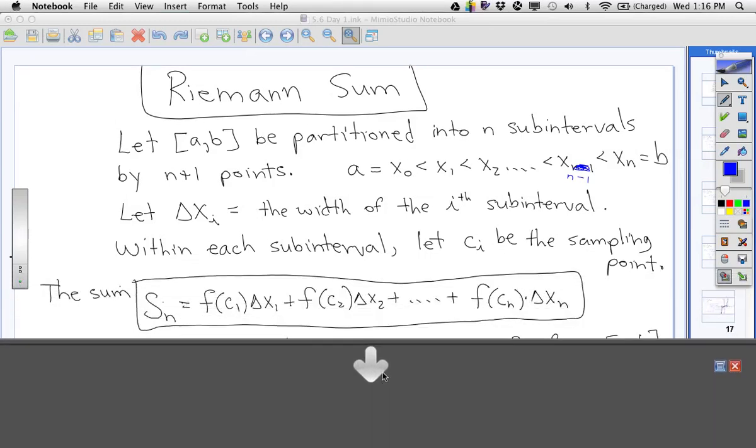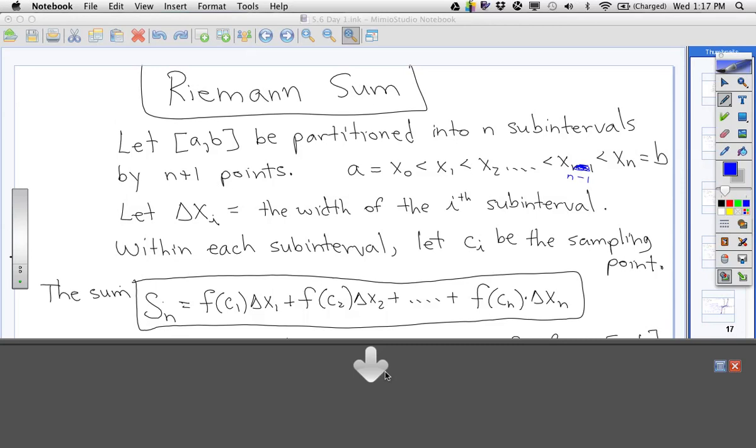Then this sum right here, so look what this is. This is what we were just talking about. I'll call this S for sum, sub n, meaning how many terms we have. f of c1 times delta x1. So look what that is. That's height times width, plus height times width, plus height times width. Those are rectangle areas, right? Height times width, height times width, height times width.